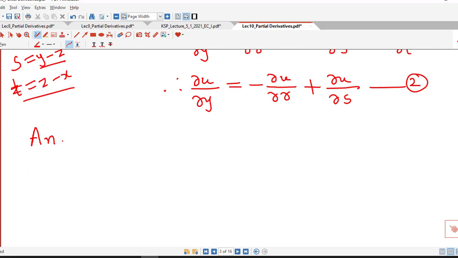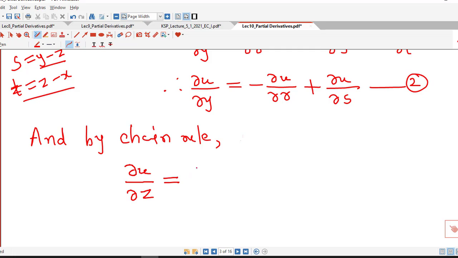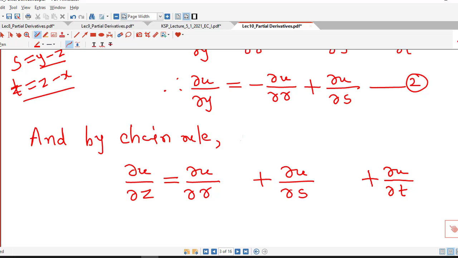and again by chain rule we can find del u by del z. So we write here again by chain rule, del u by del z is nothing but, first we differentiate u with respect to r, s and t, and in the product we write down partial derivatives of r, s, t with respect to z.